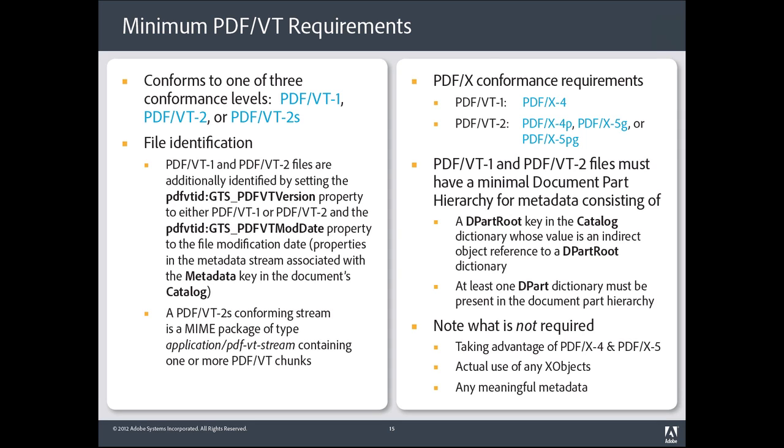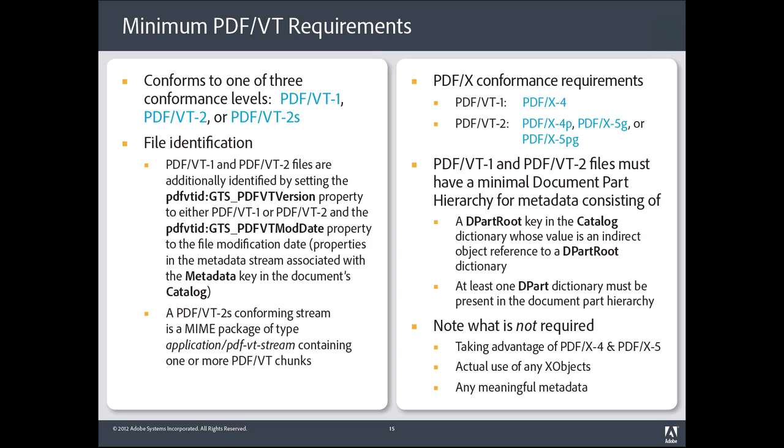5PG is not parental guidance. It's profile and graphics external. G is for graphics external. P is profile external. Okay. They must also have something known as a document part hierarchy for metadata, and a minimal one defined in the file. Okay, and perhaps when we talk about the libraries, we'll hear a bit about what that really means. But this is the base for metadata, and metadata is very important to PDF VT. We'll get into that a little bit farther down.